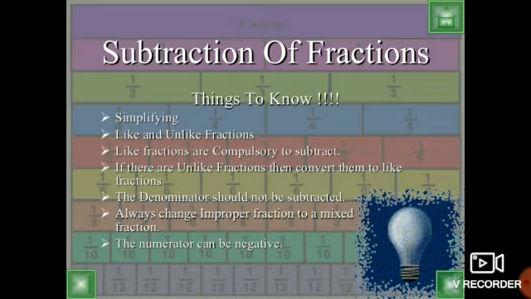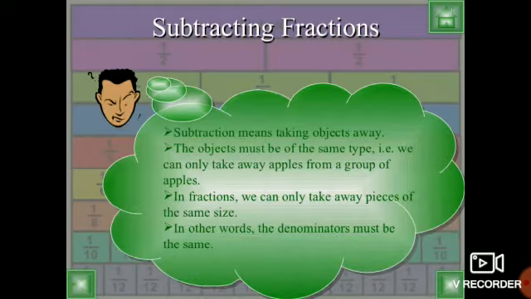So things to know is simplifying, then like and unlike fractions. Like fractions are compulsory to subtract. If there are unlike fractions, then convert them to like fractions. The denominators should not be subtracted. Then you have to leave the denominators as it is. Only numerators are to be subtracted. And always change improper fraction to mixed fraction. Right, now next I'll be explaining you subtracting fractions.